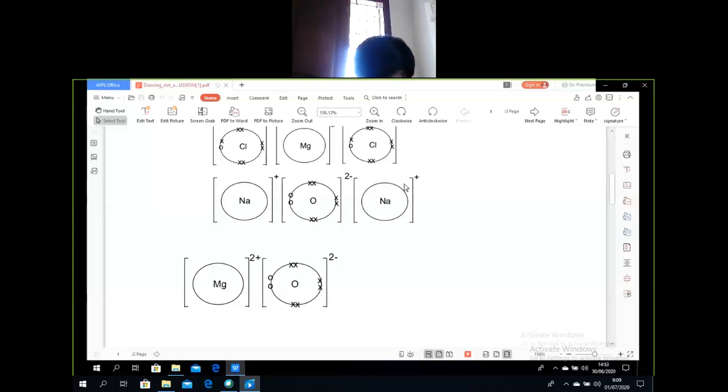And then magnesium oxide will be the same as sodium chloride, magnesium chloride, sodium oxide. Magnesium will lose 2 electrons in the outermost shell, transferred to the oxygen. One oxygen gains 2 electrons.